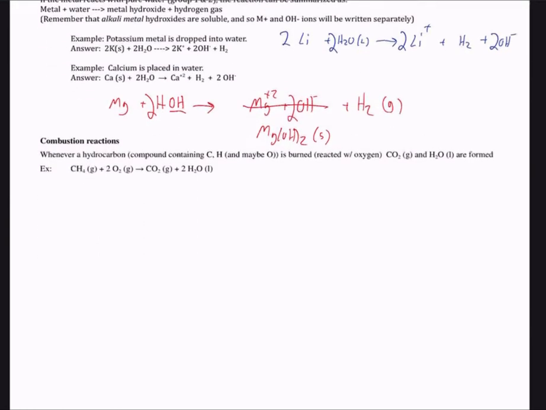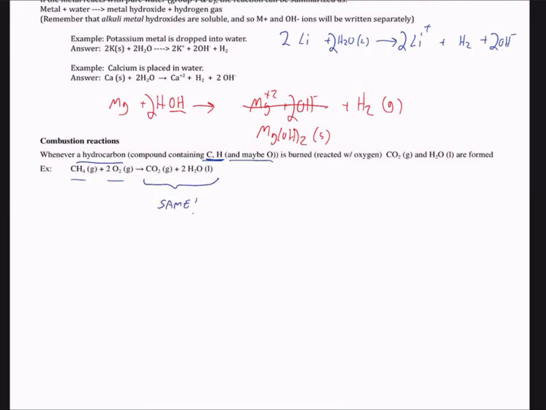All right, so the last type is combustion reactions. And combustion reaction is fairly simple, meaning that it's always the same products. A hydrocarbon is a compound that contains mainly carbons and hydrogens. It might contain some oxygen too, right? And when we burn it, burning it means reacting with oxygen. So here I'm showing methane reacting with oxygen. The products are always the same. Carbon dioxide and water. The water is in liquid form.